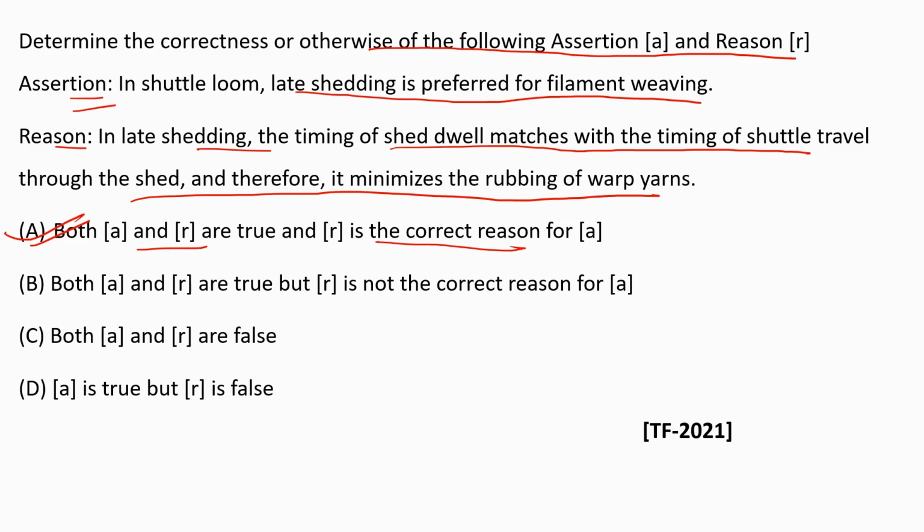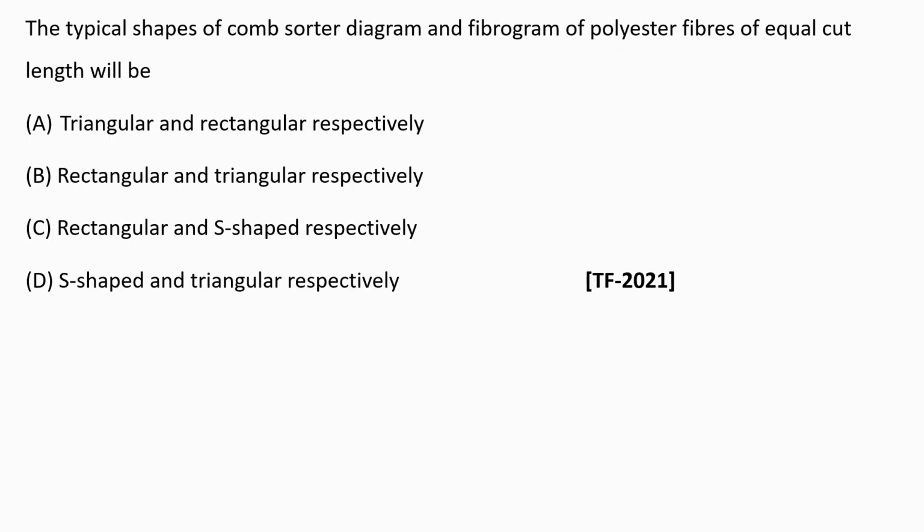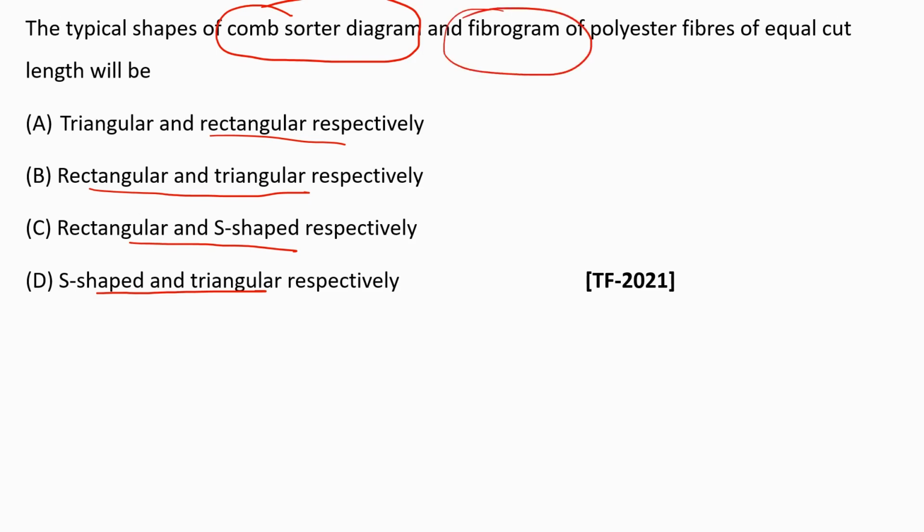Now coming to the next question. The typical shapes of a comb sorter diagram and the fibrogram of polyester fibers of equal cut length will be triangular and rectangular respectively, rectangular and triangular respectively, rectangular and S-shaped respectively, and S-shaped and triangular respectively. So in this case, the shapes of the comb sorter diagram and fibrogram are asked for polyester, a synthetic fiber, of equal cut length, meaning for all the fibers the cut length will be the same.